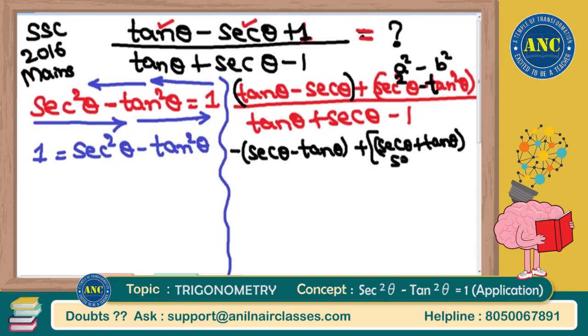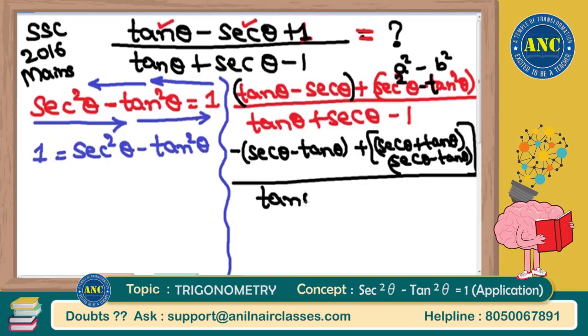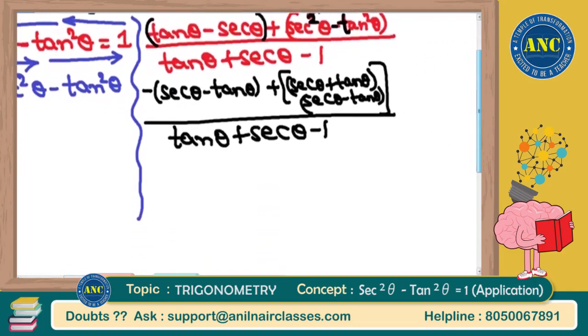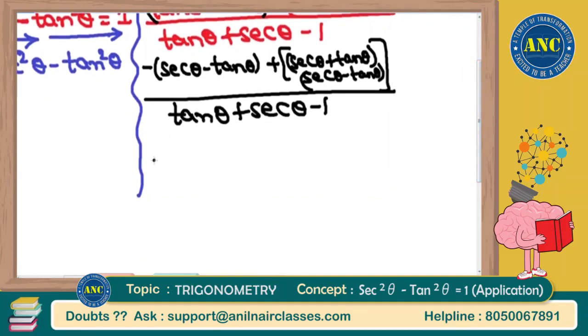I hope the idea is clear. Into secant minus tan. This is what I want to teach you. Divided by the denominator term, which still remains the same. Now, whatever step I wrote right now, you can eliminate in writing in the exam. I wrote it for your clarity. You need not write this entire step.